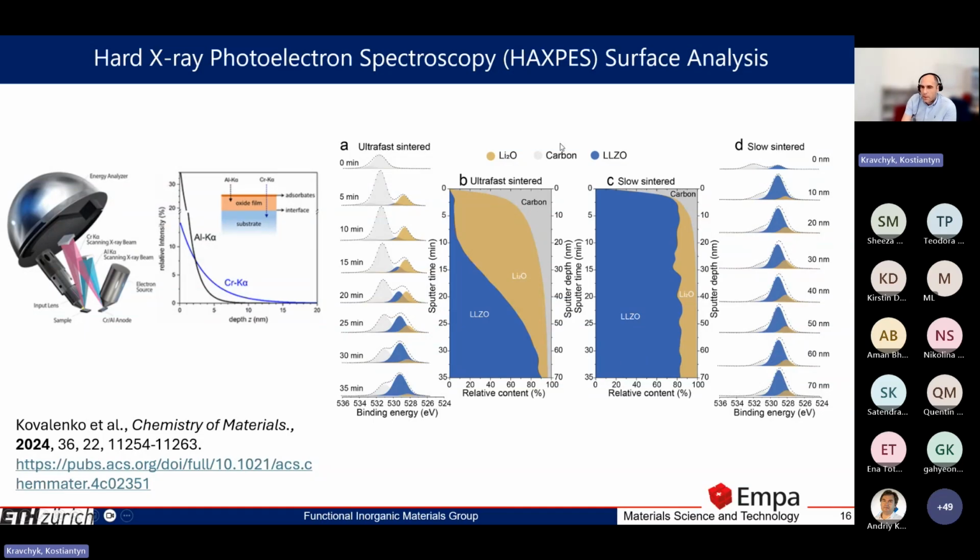So with this kind of sputtering method, you can go quite deep from the surface. You can recalculate sputtering time to sputtering depths. Here you see depths up to 70 nanometers. Of course, it's not very precise, but at least it gives you an idea about your surface.